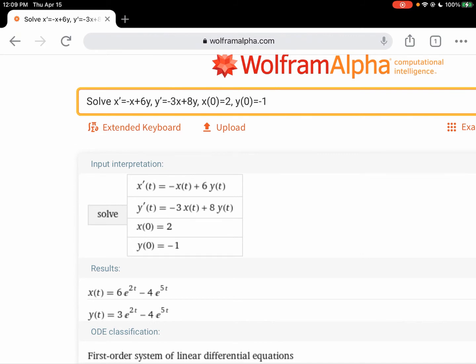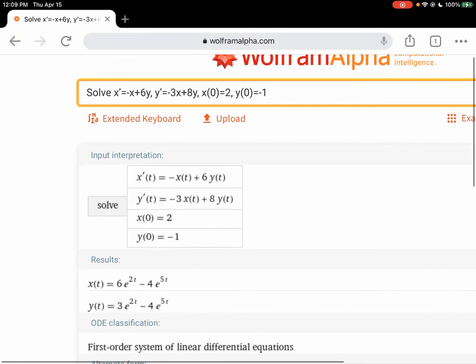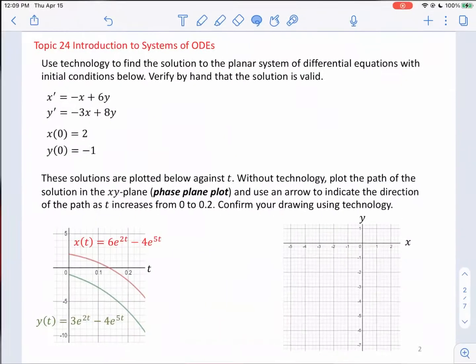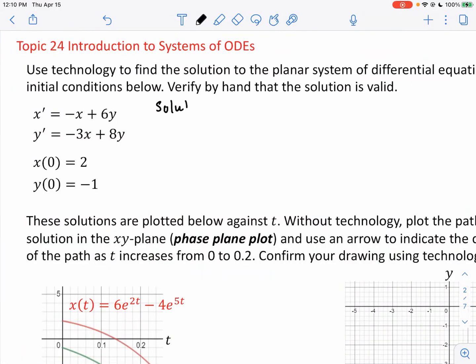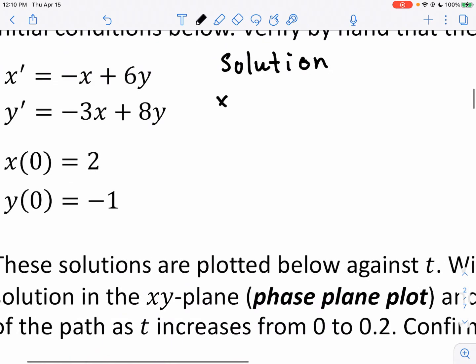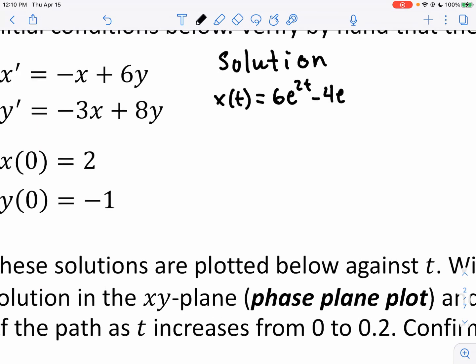And then I just hit enter. And look at the results it gives me. It gives x of t equals 6e to the 2t minus 4e to the 5t. Now I'll enter those answers in my notes here. So the solution, according to Wolfram Alpha, is that the x function as a function of time is equal to 6e to the 2t minus 4e to the 5t. And the y solution was 3e to the 2t minus 4e to the 5t.